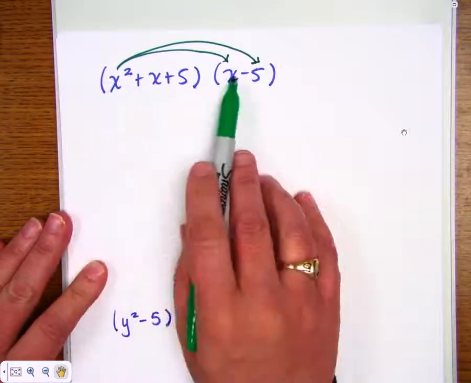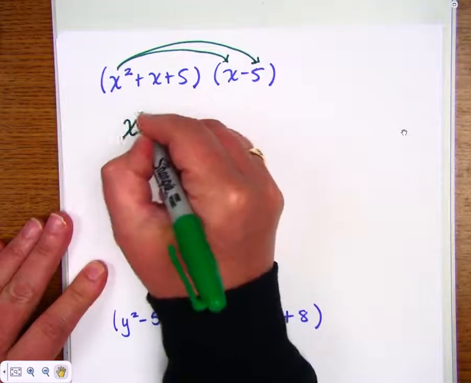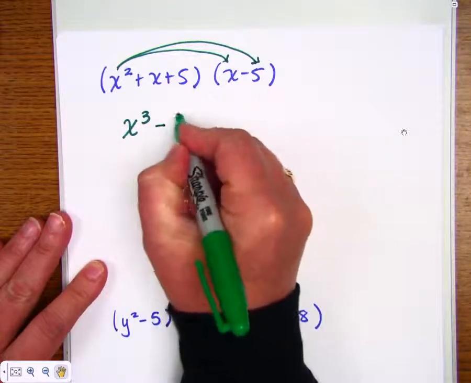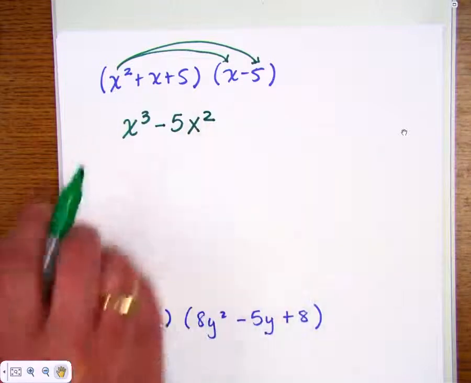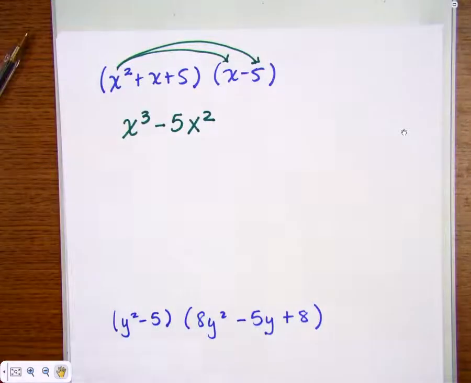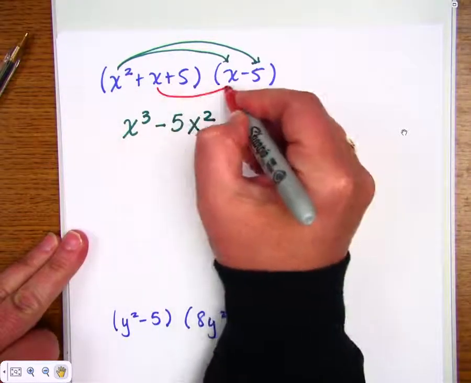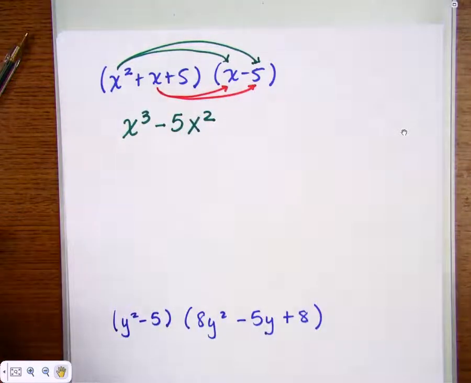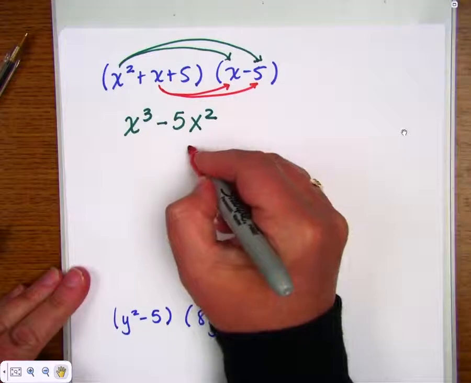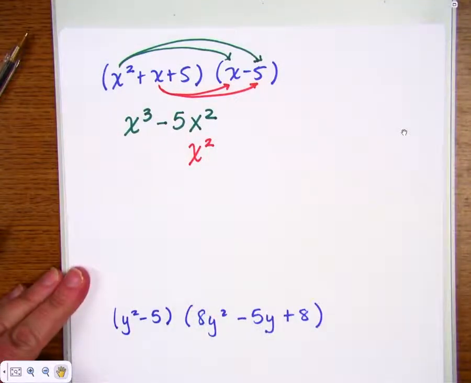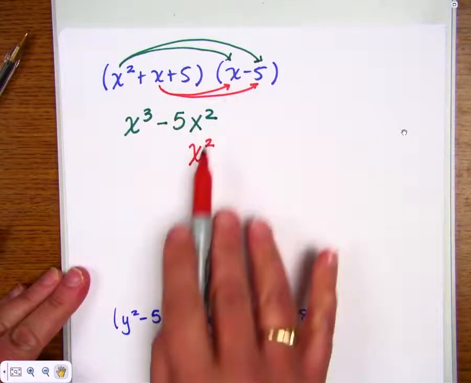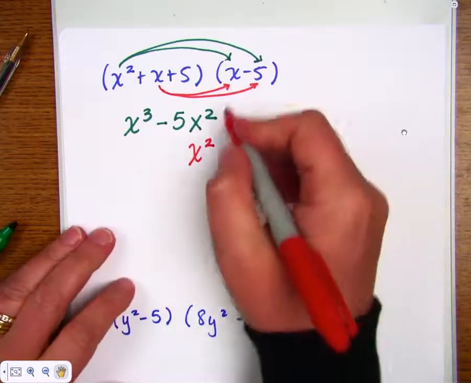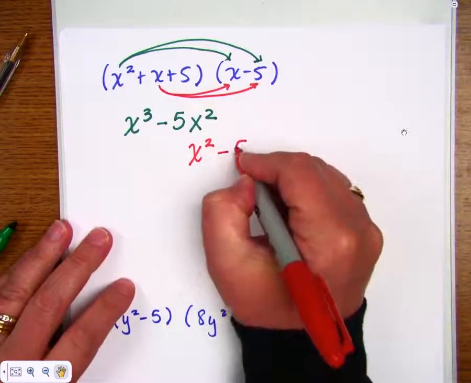So x squared times x gives me x cubed. X squared times minus 5x squared. And then we go back through with the next number, the x. X times x gives me x squared, so I'm going to line that up under here. It is a positive, right? Positive times a positive is a positive. And then x times minus 5 gives me minus 5x.